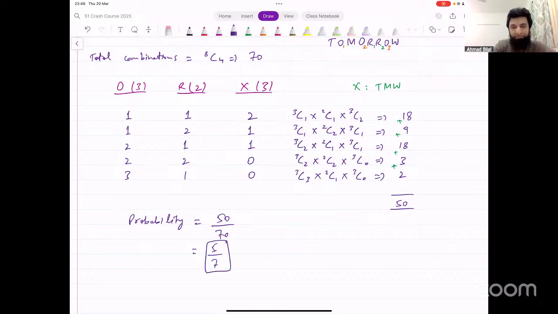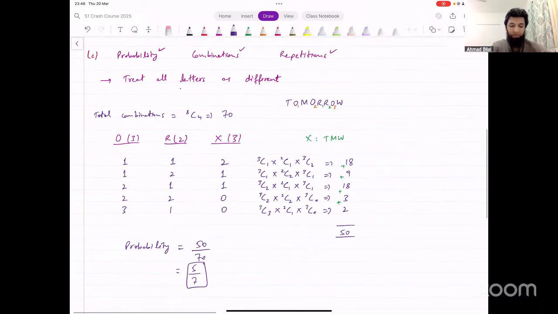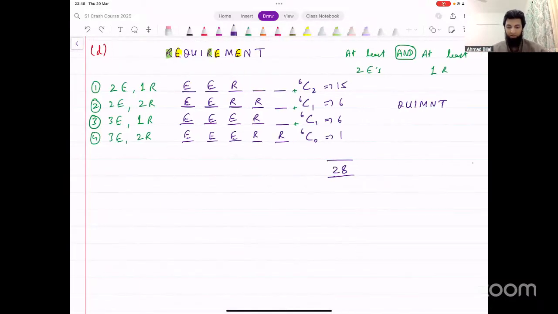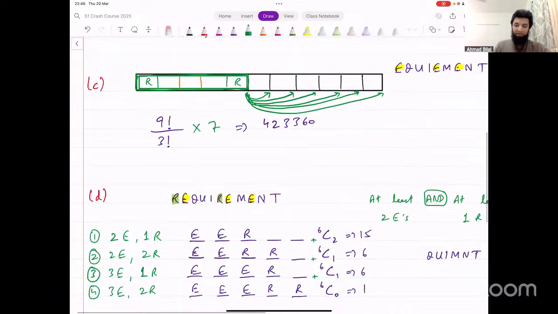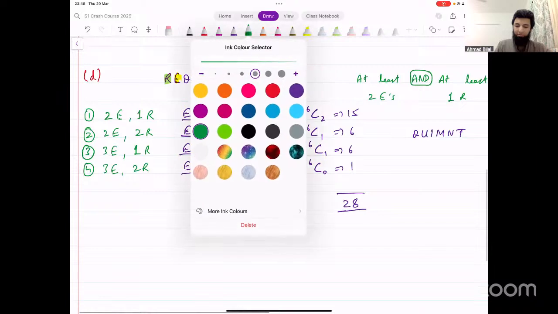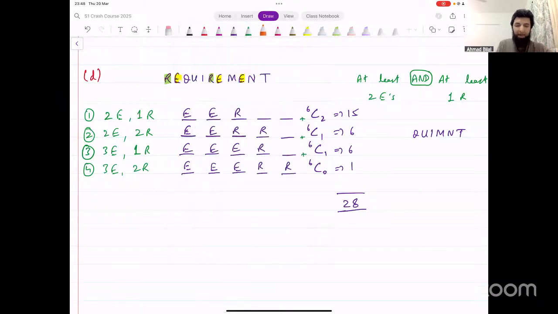That's the probability. Now, notice the difference between the two questions that we just did. In the previous question, the last part, we were looking for possible selections. We were not looking for probability. We were looking for possible selections. When we're looking for possible selections, you do not select the identical objects. So you're not going to select the two E's, you're not going to select the one R. That's the standard way of doing this, right? That we do not select identical objects because it doesn't matter which one of them appears.